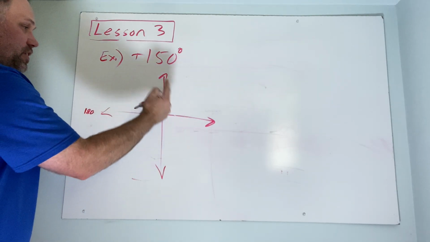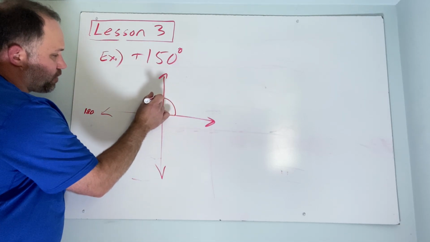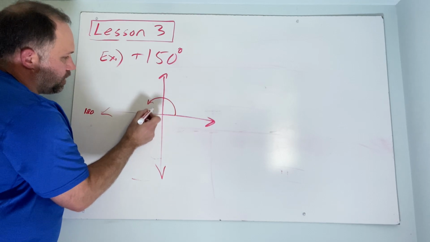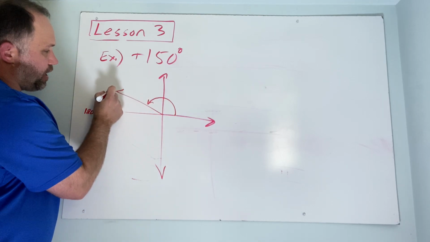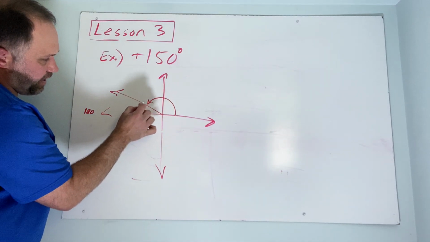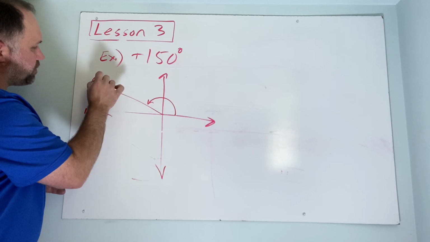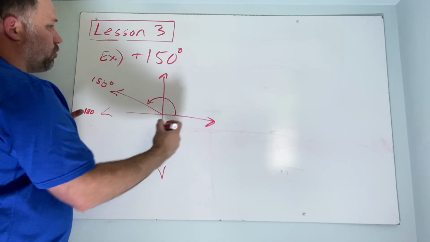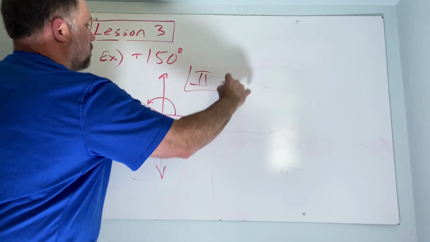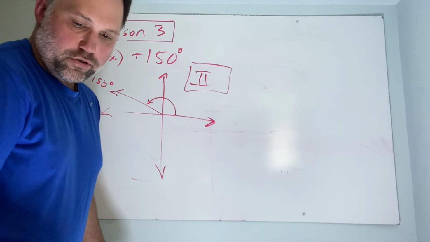So we need to make sure we stop short of 180. So if I was going to sketch a 150-degree angle, it would probably be about right there. And that little arc right there is just indicating what direction I went to get there. So this is about 150 degrees, which puts me in quadrant 2.